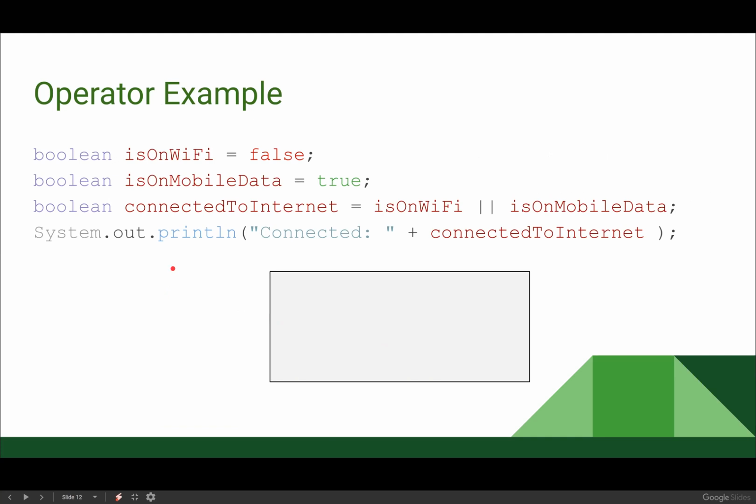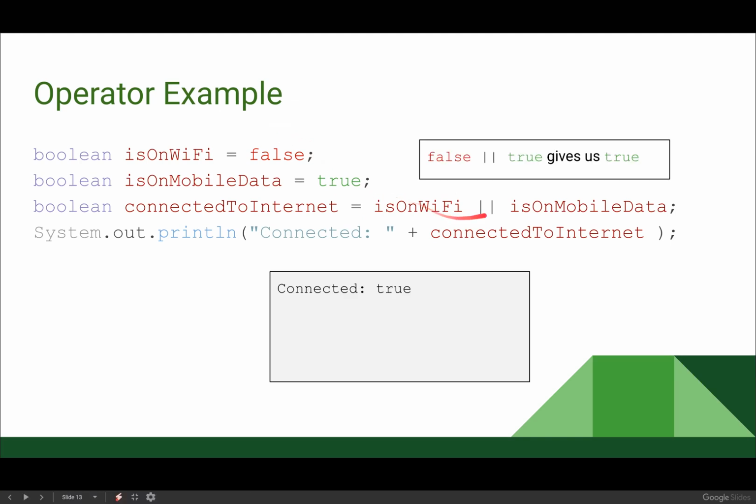For an example of this, we have isOnWiFi equaling false, isOnMobileData equals true, and connectedToInternet is going to equal isOnWiFi or isOnMobileData. If you're connected to one of those two things, you're connected to the internet. So is this going to be true? Are we connected to the internet? We are connected to the internet because our phone is on mobile data in this example here.